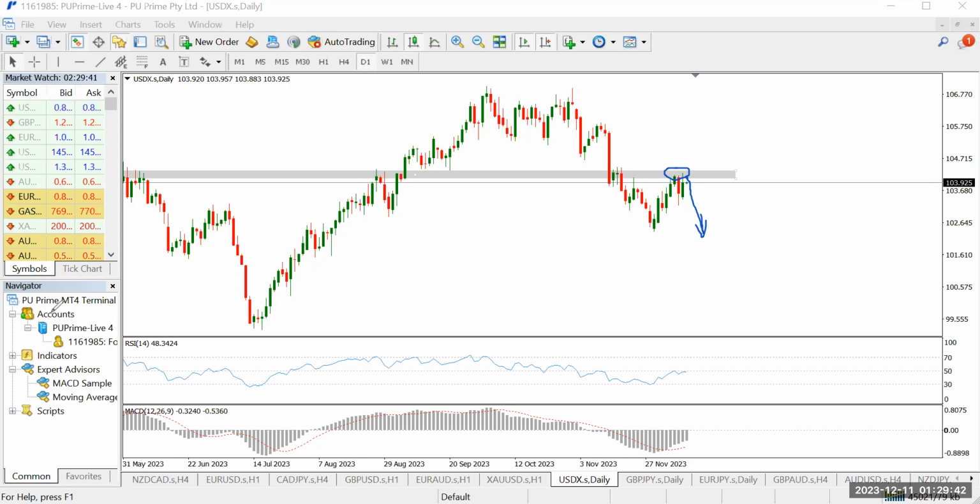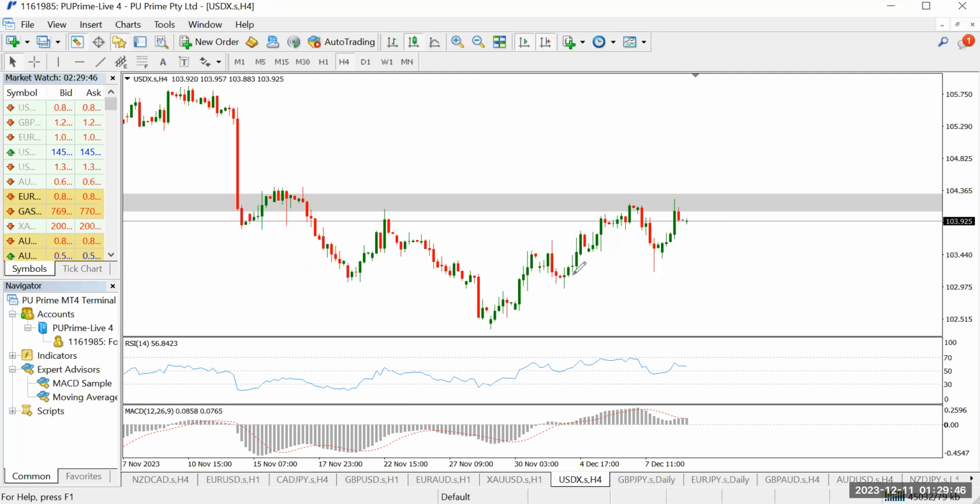And if you go down to the 4 hour time frame, I'm seeing the possible formation of a double top pattern, which should lead to a bearish breakout. So I hold a bearish view on the dollar index.